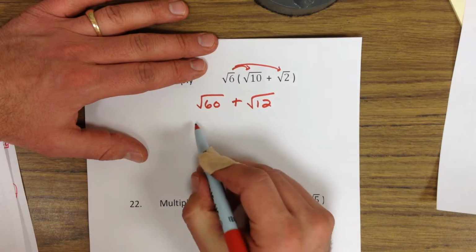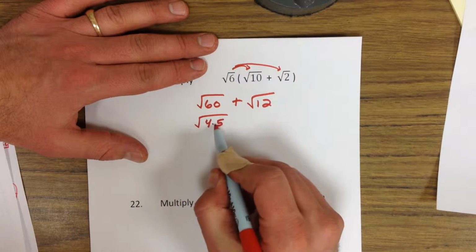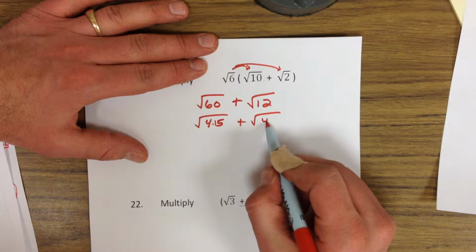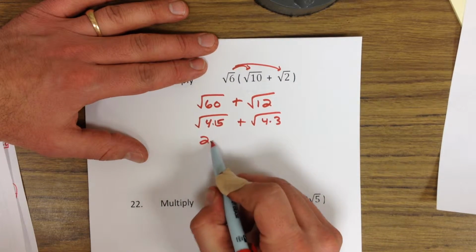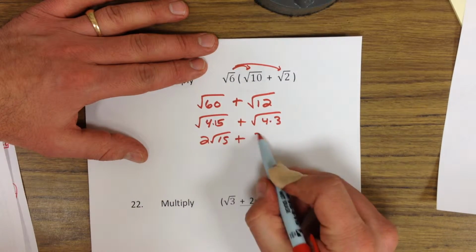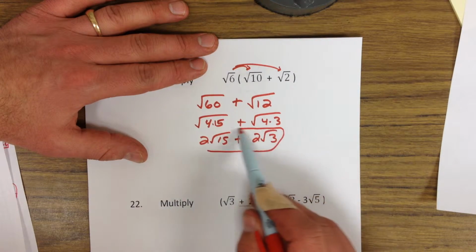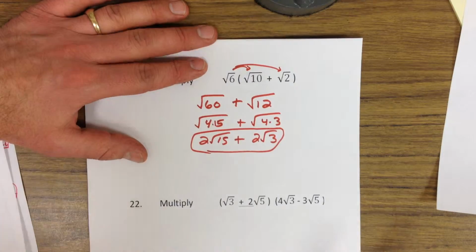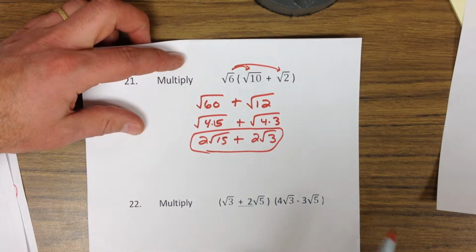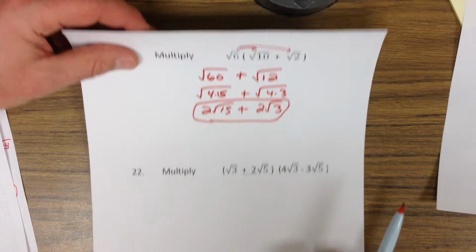And I want to simplify these as much as I can. So that's 4 times 15, and that's 4 times 3. So that's 2 rad 15 plus 2 rad 3. And that's all I can do. I cannot put a rad 15 and a rad 3 together. So that's simplified.